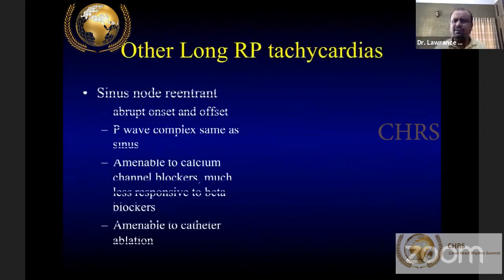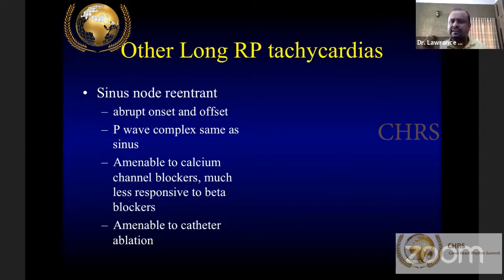You have a few other long RP tachycardias. I'm not going to go into complete detail on all of them because they are not very common. One is sinus nodal reentrant tachycardia, where there is a re-entry inside the sinus node, and it can resemble a sinus tachycardia very much. But the difference is that a sinus tachycardia will start slowly. The patient will have a tachycardia and it slowly comes down and stops. But a sinus nodal reentrant tachycardia, being a reentrant tachycardia, will have an abrupt onset and offset. Suddenly the tachycardia will start and suddenly it will stop.